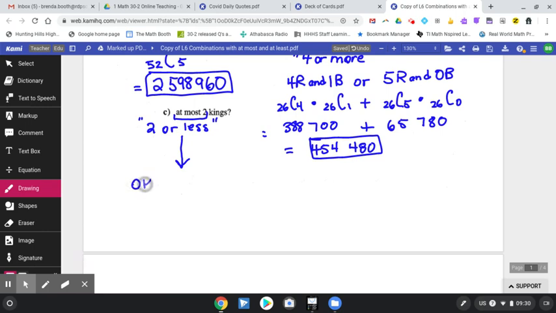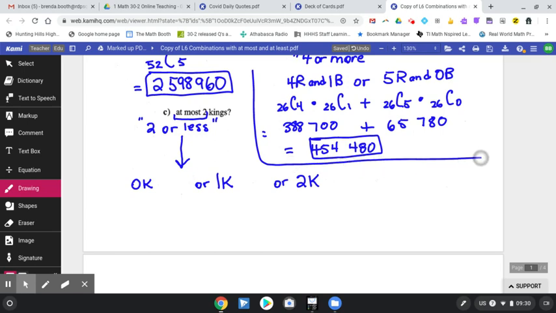0 kings. Now remember, you might want to wait and write this down at the end and just do the thinking step with me. Or we could have 1 king. Or we could have 2 kings. So 2 or less kings means no more than 2. So there's our scenarios. Now remember the other pieces.